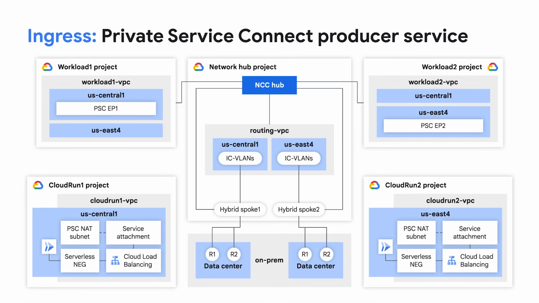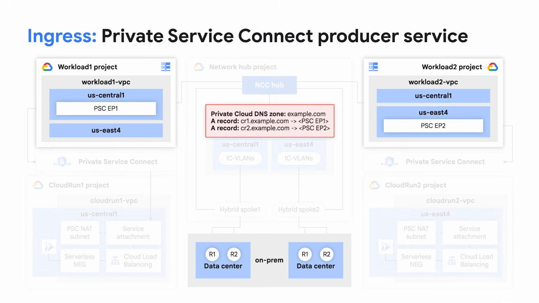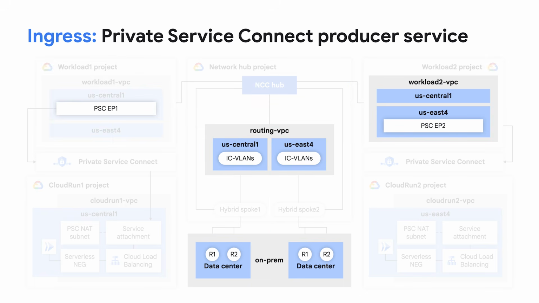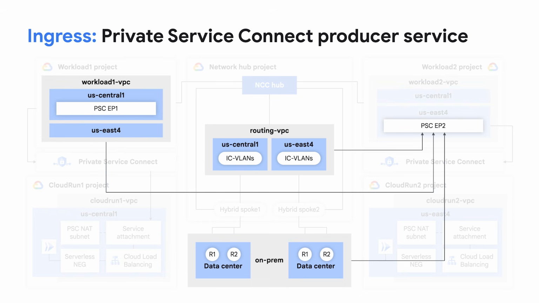Once the service is exposed, you can create a PSC endpoint in another VPC and point it to the service attachment you just created. You must have a private DNS zone configured for the custom DNS on the internal application load balancer. But instead of pointing the A record to the load balancer's IP, you use the IP of the PSC endpoint. Remember, PSC endpoints are not natively accessible over a VPC peering, so it's important to enable PSC propagation on the NCC hub if you need to access the PSC endpoint from workloads that are hosted outside of the VPC where your endpoint is deployed.